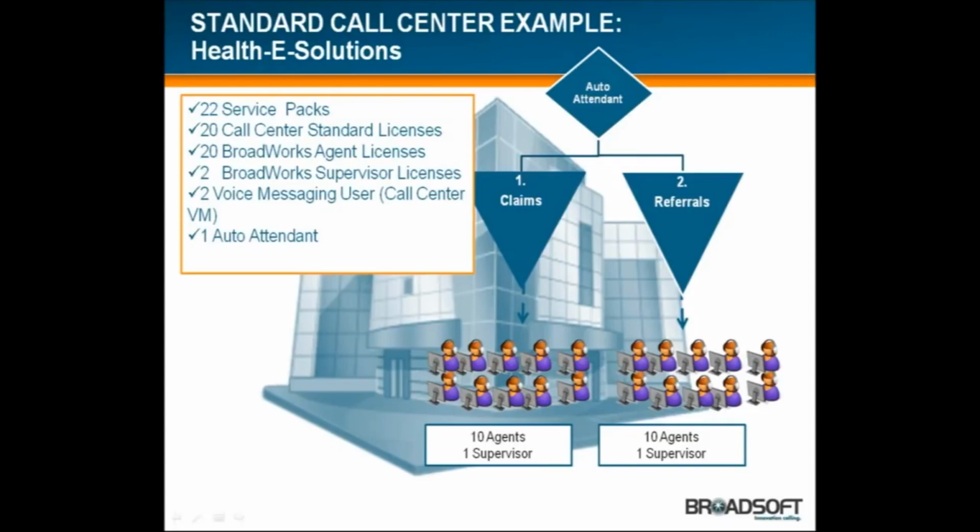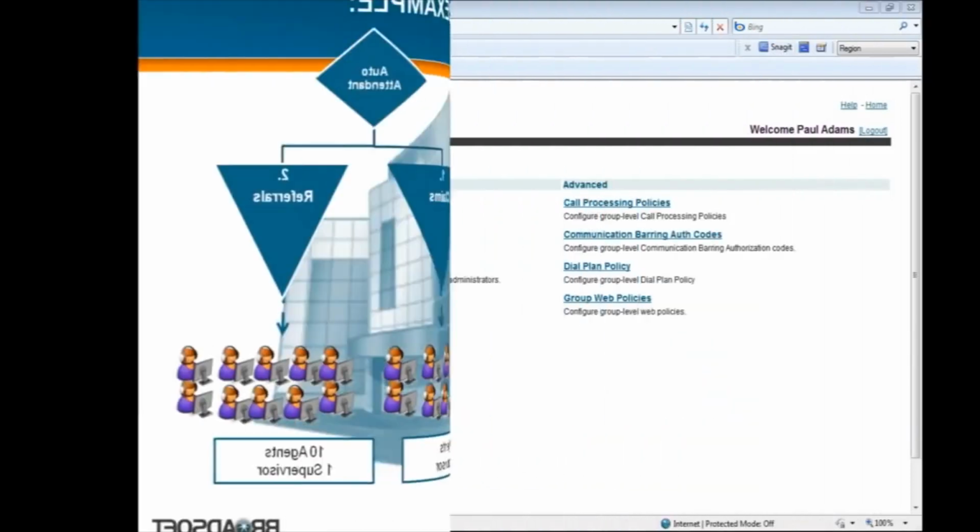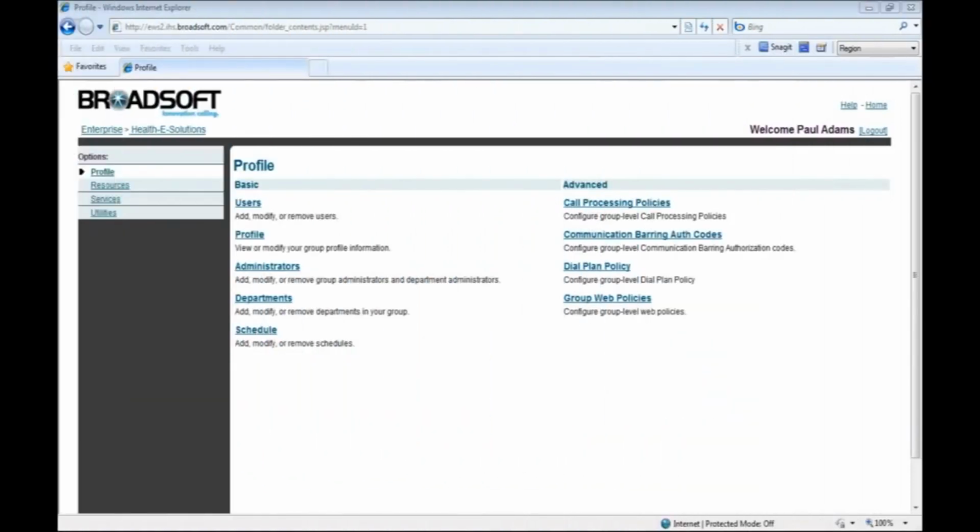Next, we are going to transition to the BroadWorks web portal and build the claims call center for Health eSolutions following the 4 steps identified previously in this video. Let's get started. We are currently signed in to the Health eSolutions group. This group has already been assigned users, and for training purposes, we're only going to be adding the licenses that are associated with the call center.